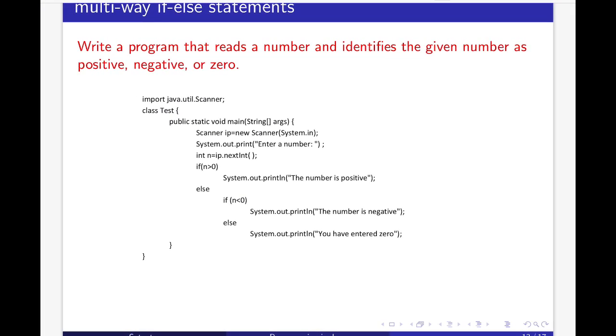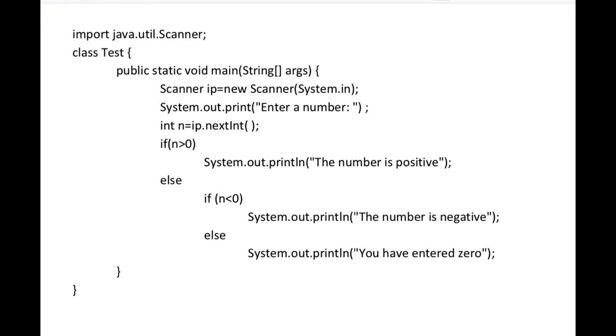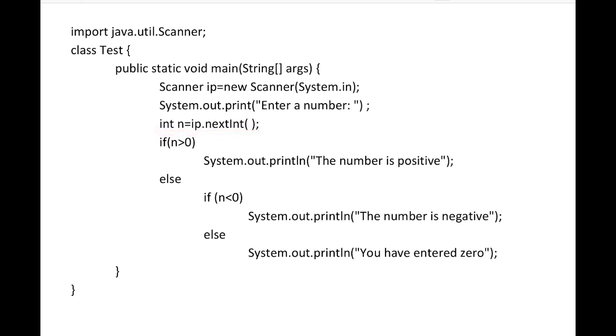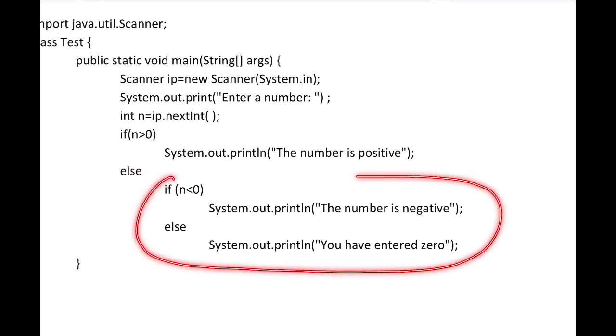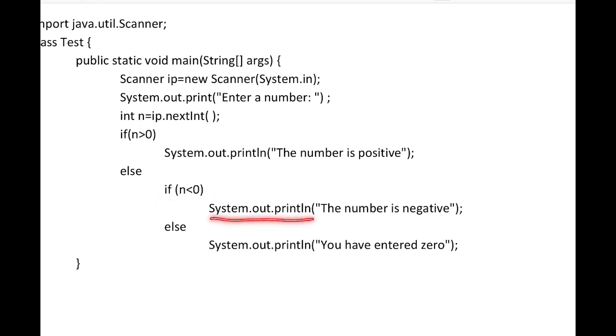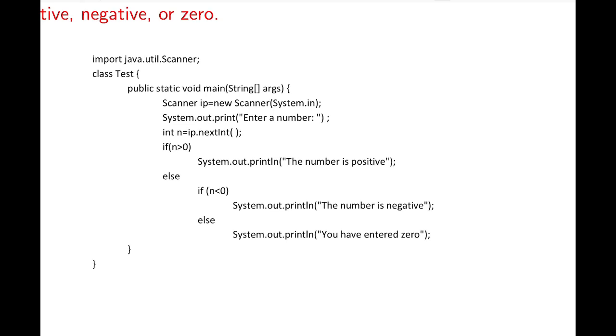So here you can see the program. Write a program that reads a number and identifies the given number as positive, negative or 0. The program is like this. int n equal to ip.nextInt, that means the user inputs a number and that number is stored in the variable n. Now if n greater than 0, System.out.println the number is positive. Then else, and in the else part we have written another if else: if n less than 0, System.out.println the number is negative, else you have entered a 0. So this if else part is written in the else.